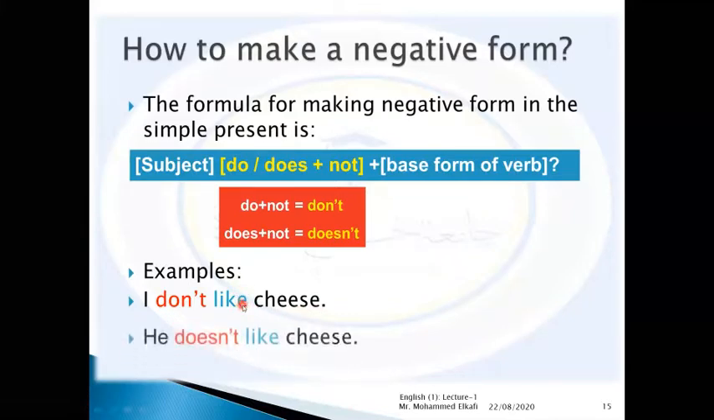The base form. He can be Ahmed, Ali, the name of a boy, so it's replaced with he. He doesn't like cheese. With he, she, it, we said we should use doesn't, the negative form, plus the base of the verb, like. In case there is no doesn't, we'll say he likes cheese. But because we want to use the negative form, we'll say he doesn't, does not means he doesn't like, without S. He doesn't like cheese.